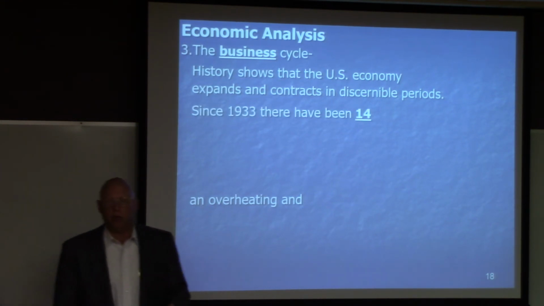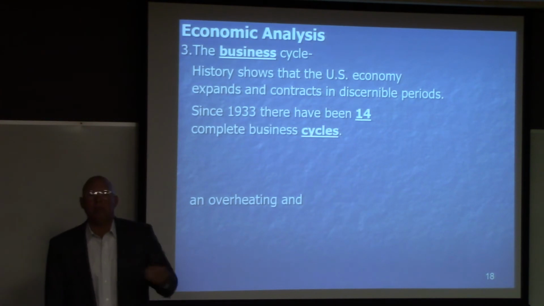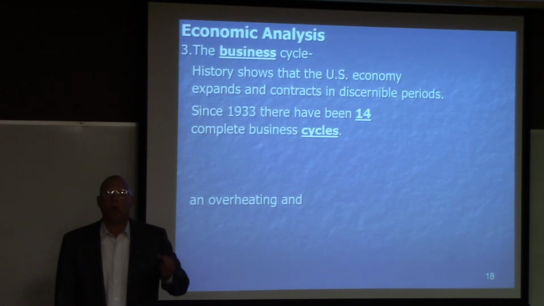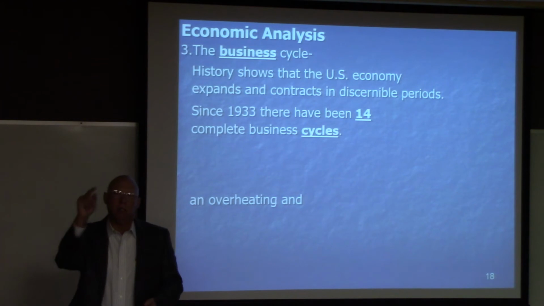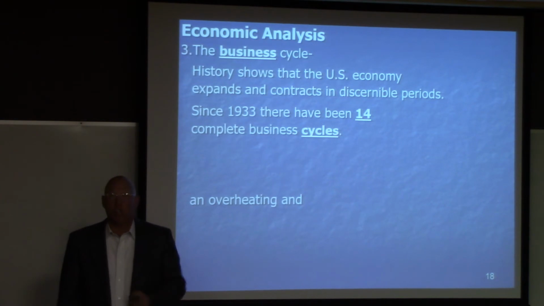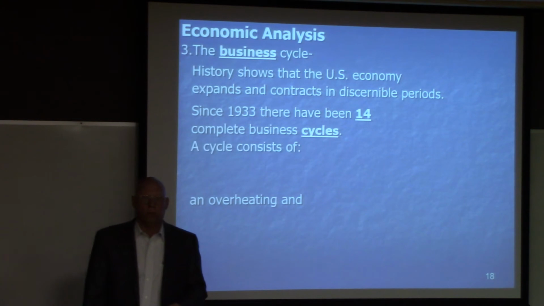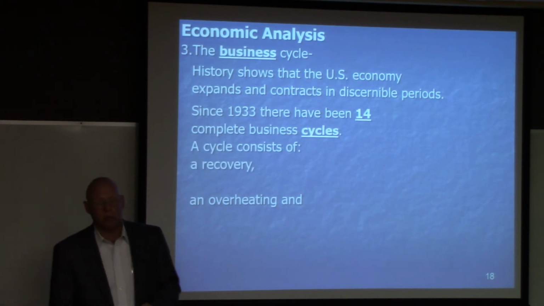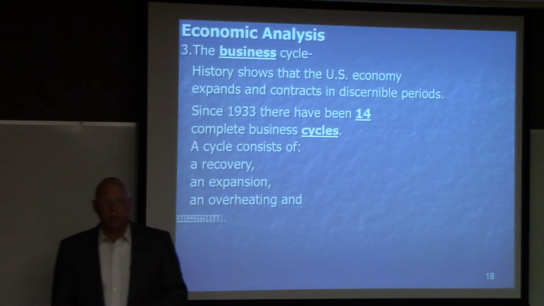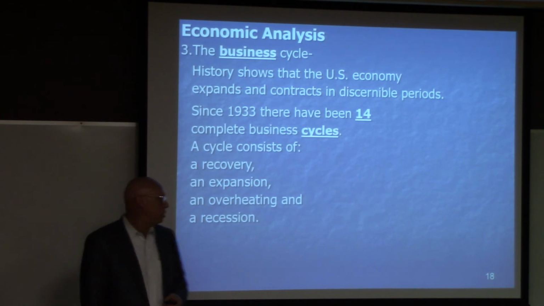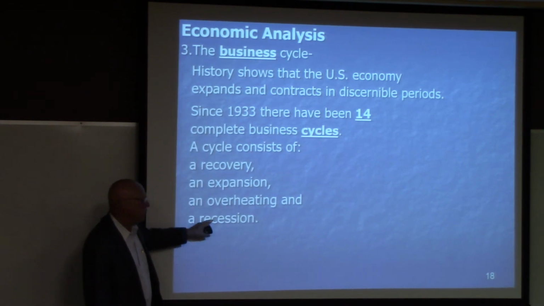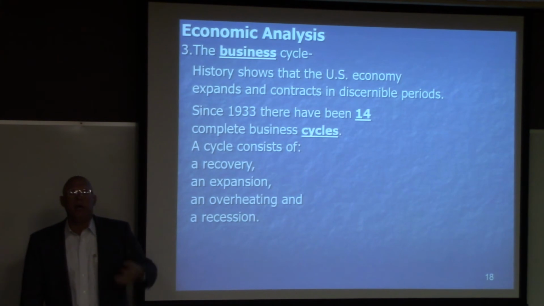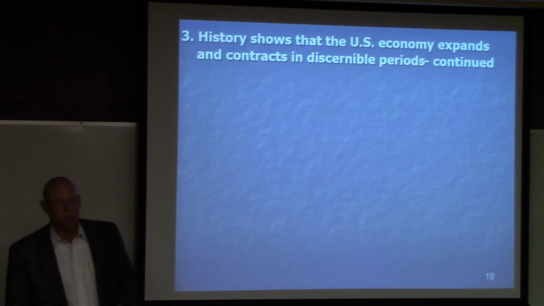Since 1933, there have been 14 complete business cycles. What is a complete business cycle? It is a recovery, an expansion, an overheating, and a recession. Four components to a complete cycle. So a cycle consists of the recovery, the expansion, the overheating, and a recession. Once we've gone through all of these, we've gone through a complete economic cycle.